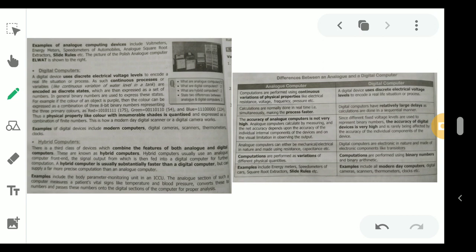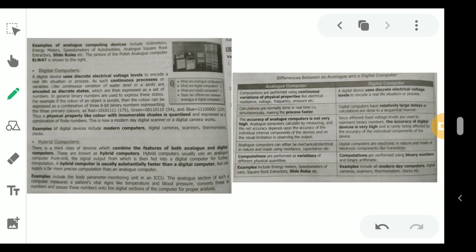Now we will talk about hybrid computers. There is a third class of device which combines the features of both analog and digital computers. These are known as hybrid computers. A hybrid computer usually uses an analog computer front end, front end meaning whatever is visible, and the signal output from it is then fed into the digital computer for further computation.